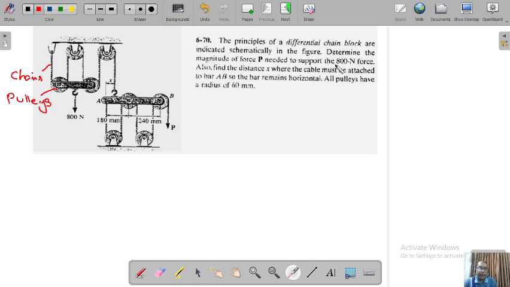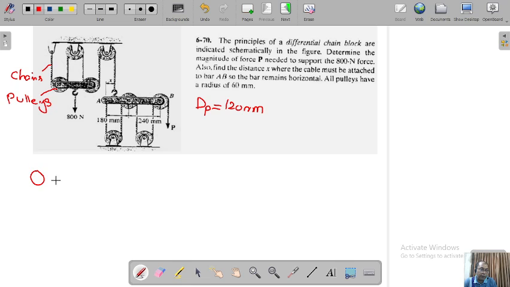They have said that the radius of each pulley is 60 millimeters. So this tells us that the diameter of the pulley is going to be equal to 120 mm. This is very important. Since the radius is 60, how are we going to calculate this? We will try to draw the free body diagram where the weight of 800 Newton is being placed.